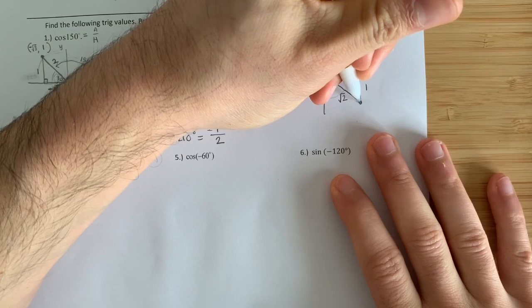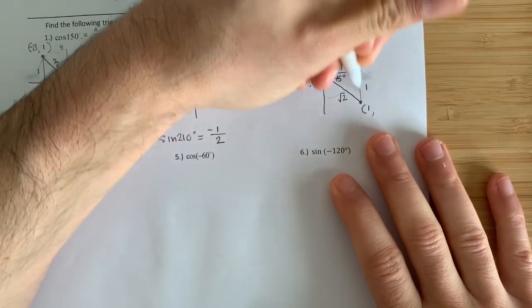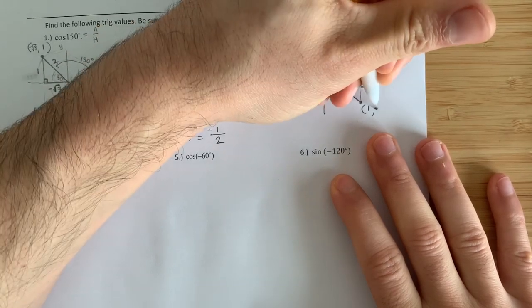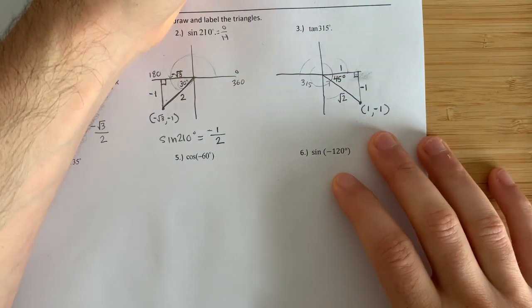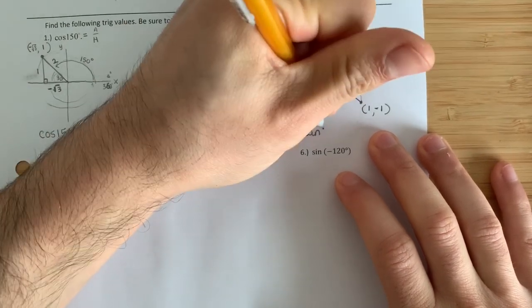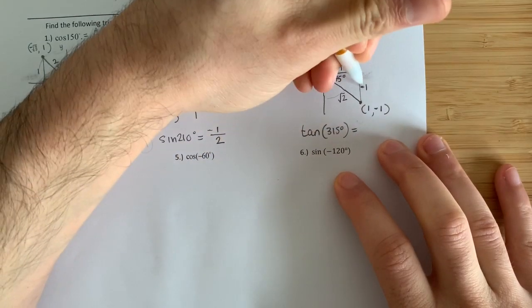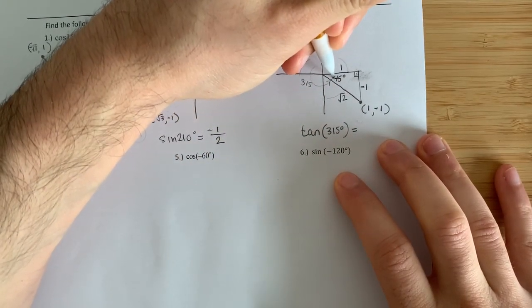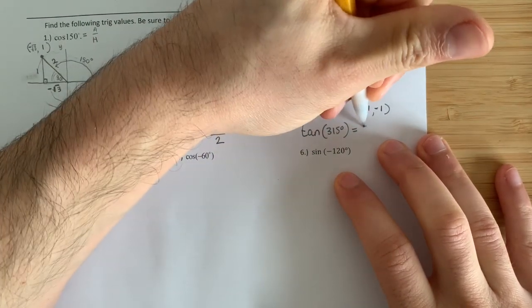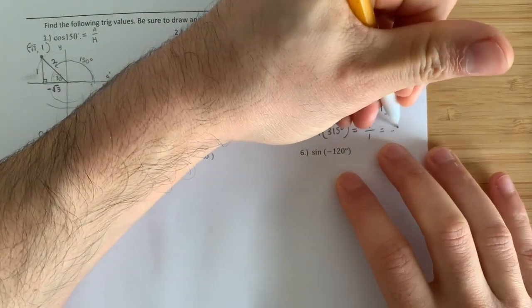Now to get to this point, we had to go positive in the x direction, but then we went down in the negative direction. So that's a negative 1 y coordinate. Now if I find the tan, tan 315 equals the opposite side of this reference angle, negative 1, over the adjacent, which is 1, and that simplifies to just negative 1.